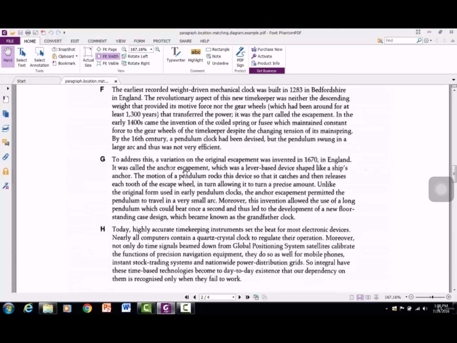It was called the anchor escapement, which was a lever-based device shaped like a ship's anchor. Oh, there we go. Shaped like is the same thing as resemble. I'm right here in the second sentence of paragraph G. Shaped like a ship's anchor. So the answer I will write is ship's anchor. Right there.